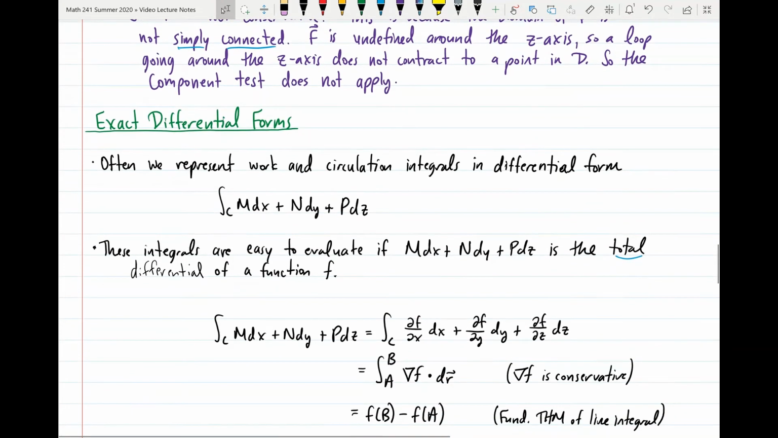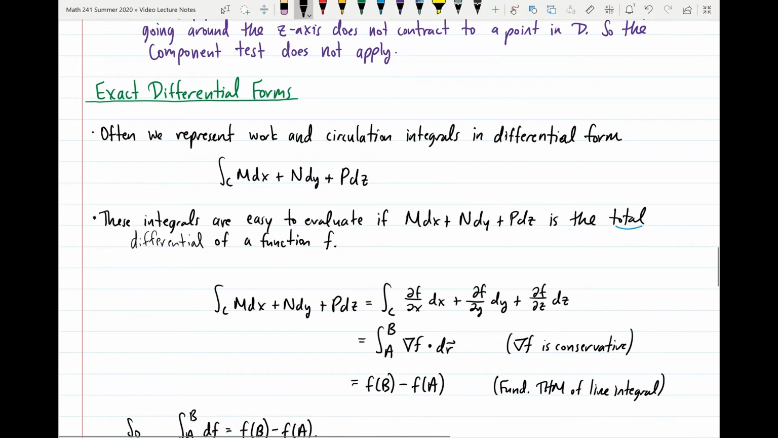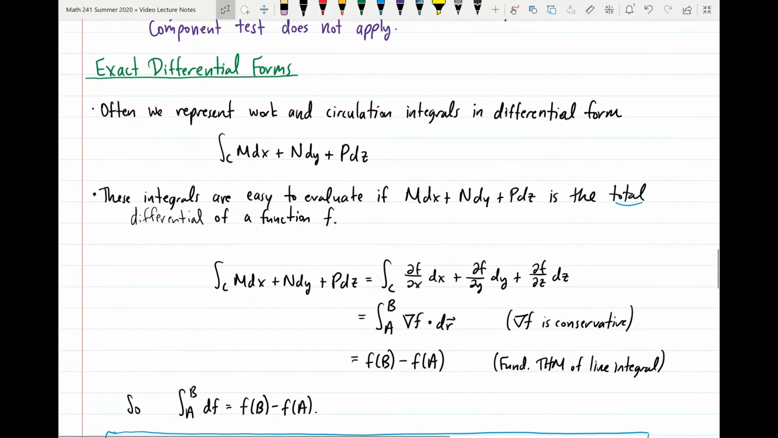So often, remember from section 16.2, we can represent work and circulation integrals in differential form. And by differential form, I mean we represent them as the integral of m dx plus n dy plus p dz over some curve c. And these integrals are relatively easy to evaluate as long as m dx plus n dy plus p dz is the total differential of some scalar function f.